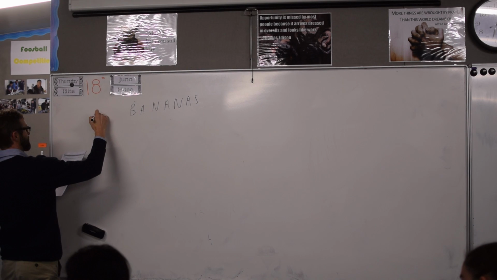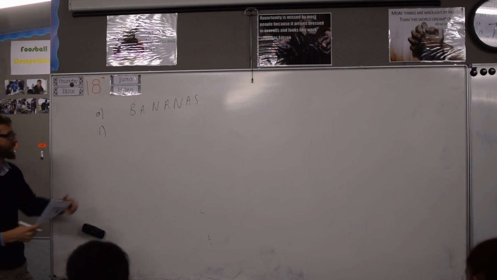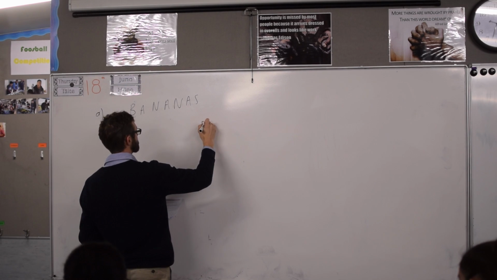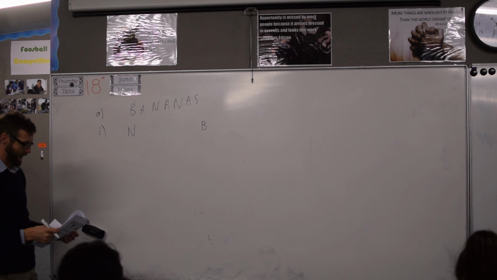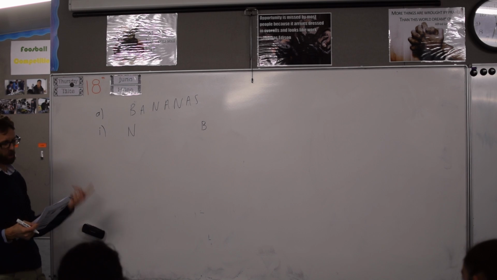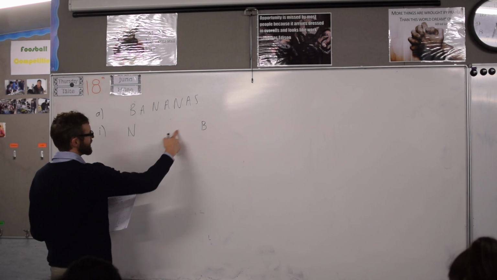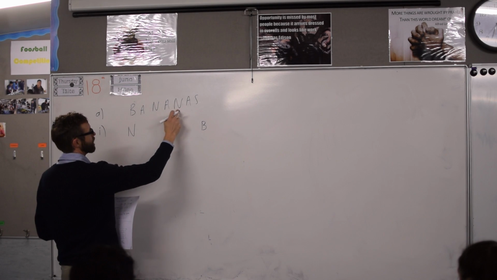Okay, so first of all, we want the first letter to be an N, and the last letter to be B. Oh, did I skip something? I think I did. I'll go back and do that later, okay? Sorry about that. Okay, so how many letters have we got in between these? Is it 5?